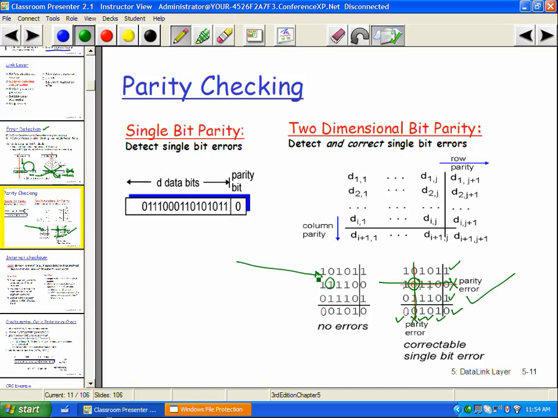Again, not necessarily super useful in our context, but you have more overhead. Instead of 1 bit, you have 1, 2, 3, 4, 5, 6, 7 or 8 bits that are parity bits. And the additional power you get is that if you assume 1 bit is flipped, you know which one. You don't have to ask for the data again. You can just correct it on the spot.